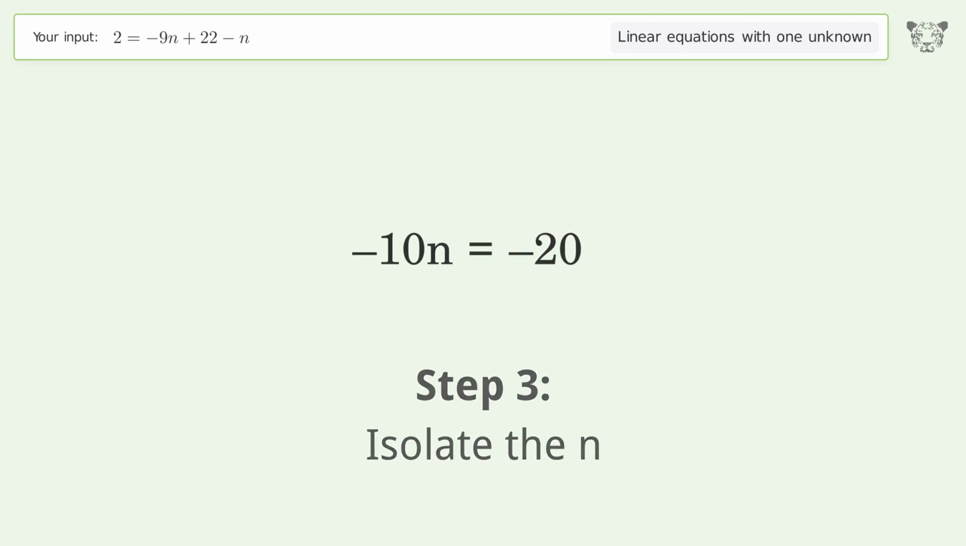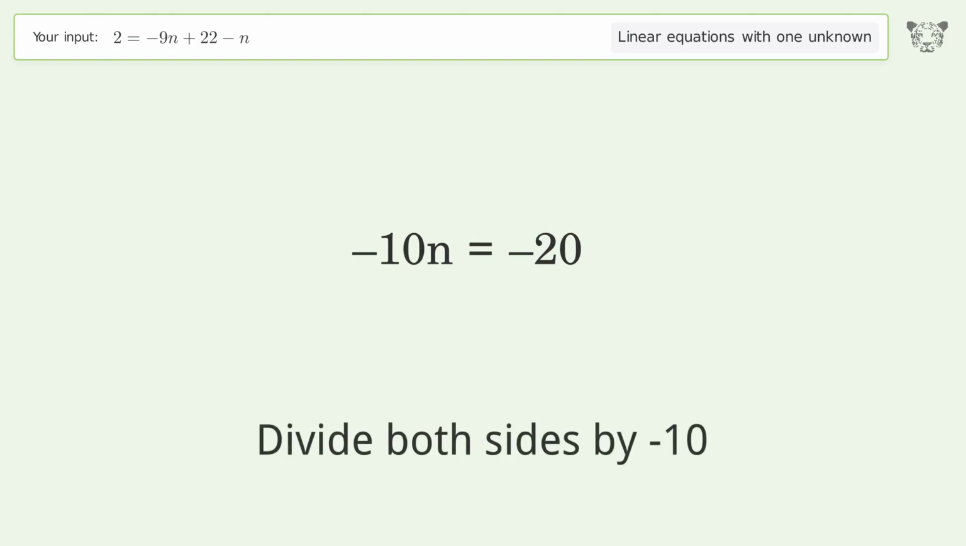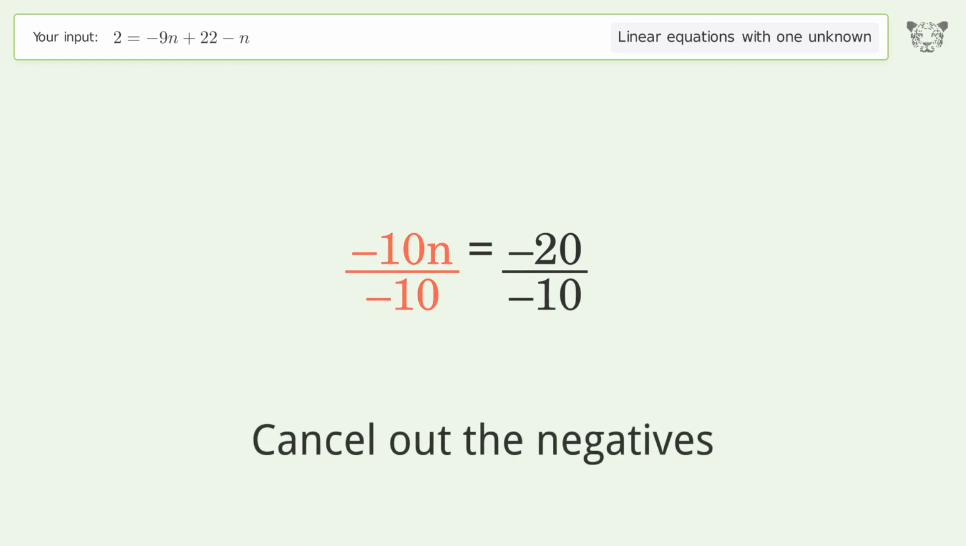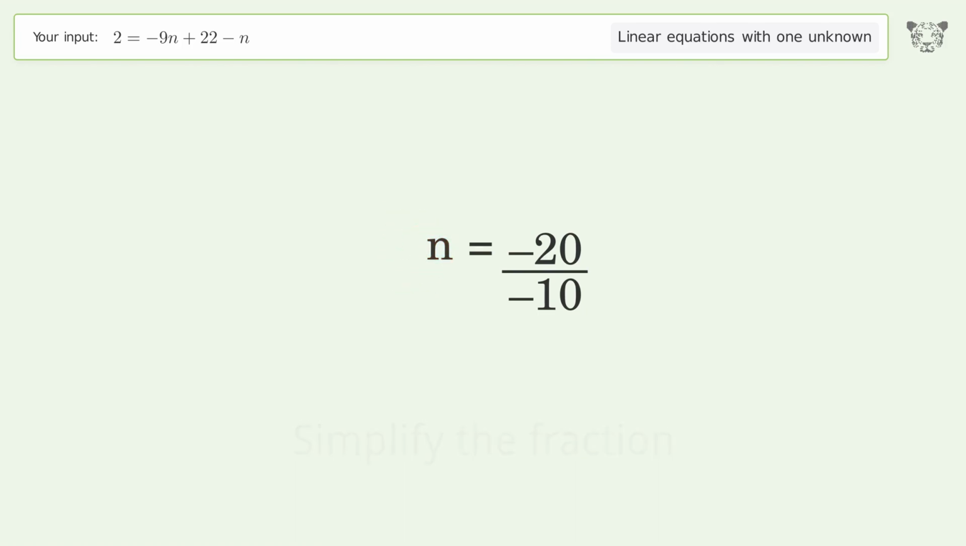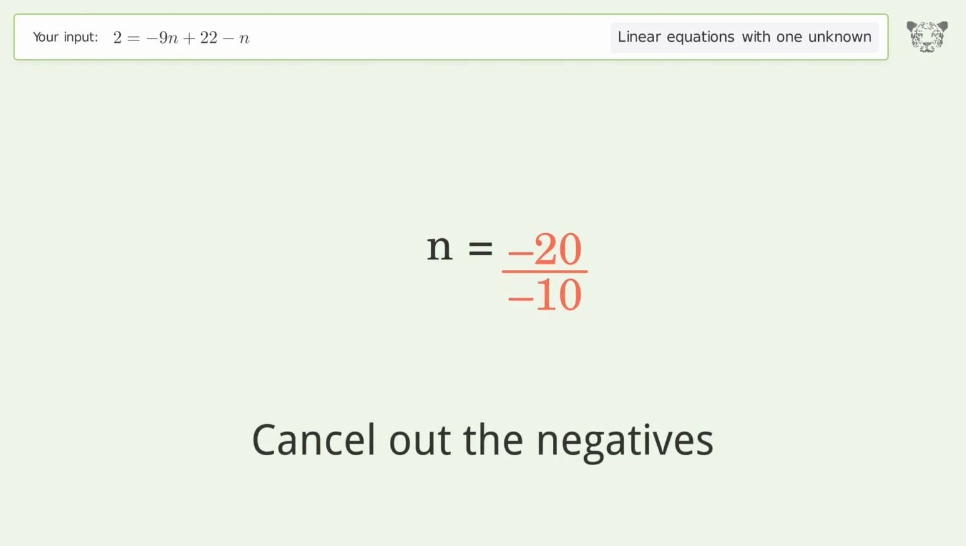Isolate the n. Divide both sides by -10. Cancel out the negatives. Simplify the fraction. Cancel out the negatives.